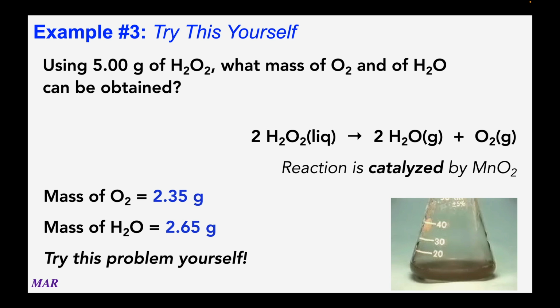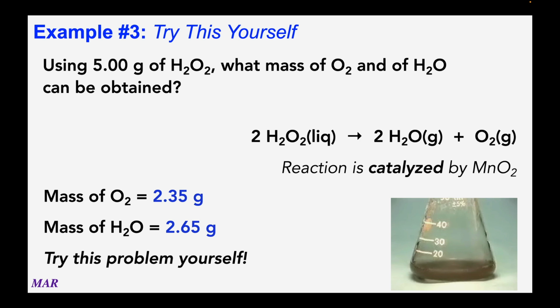If you did this correctly, here are the answers. So again, try it yourself. You should get 2.35 grams of O2 and 2.65 grams of water. So that's the answer you should get. Try it yourself. And if you can't get it, of course, let me know. I want to be able to help you. If you can show me what you're doing, I can try and help you out with different things.